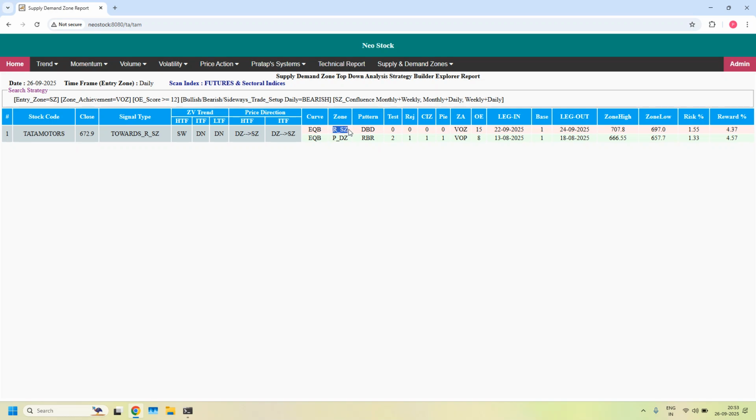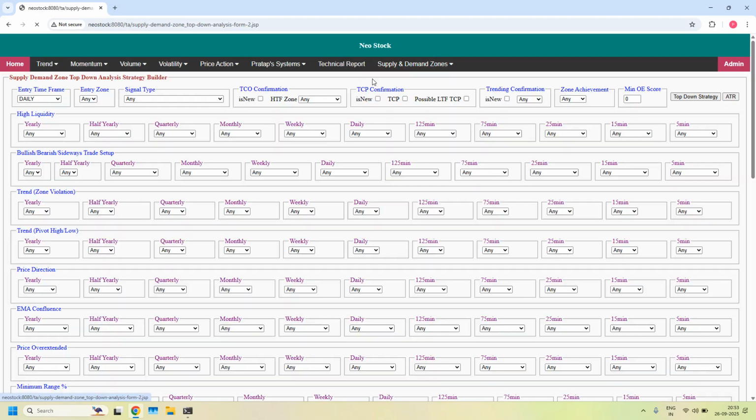So this daily supply zone overlapped with weekly supply zone, both together overlapped with monthly supply zone. But the monthly trend is sideways. Sideways trend EMA confluence does not give much advantage, so we are leaving this. So this is about bearish trade setup for monthly income trade. Now we have completed monthly income trade report generation. Next I will generate weekly income trade reports.